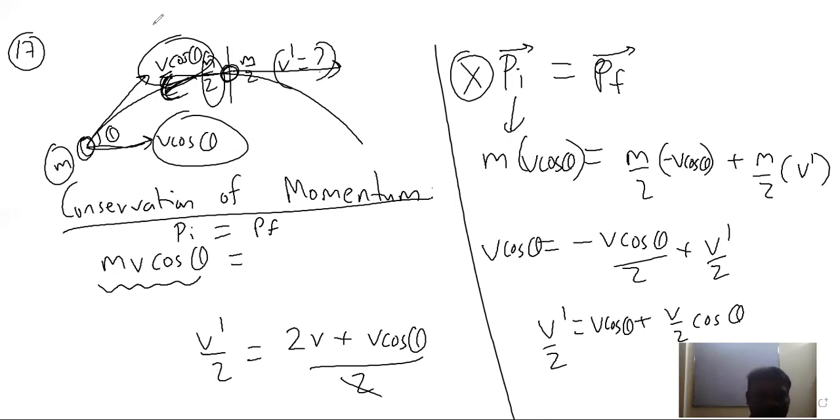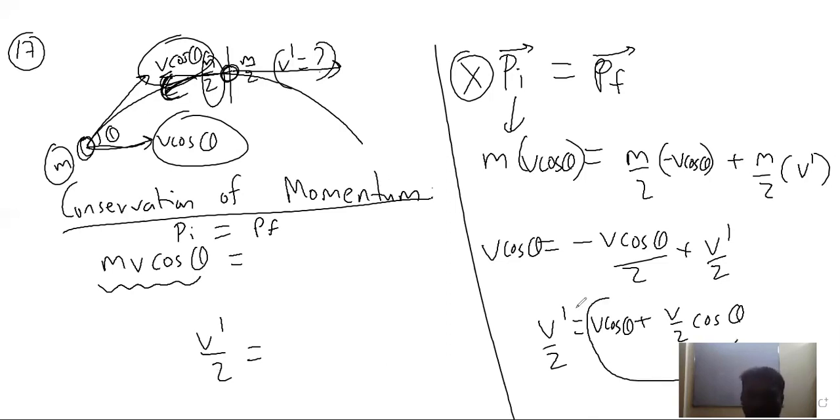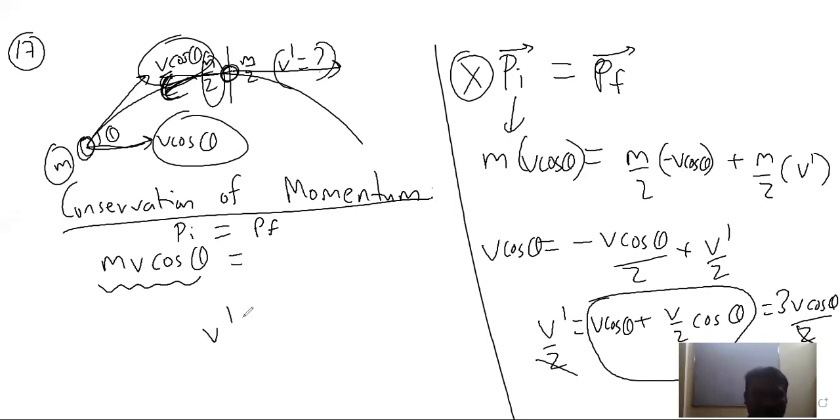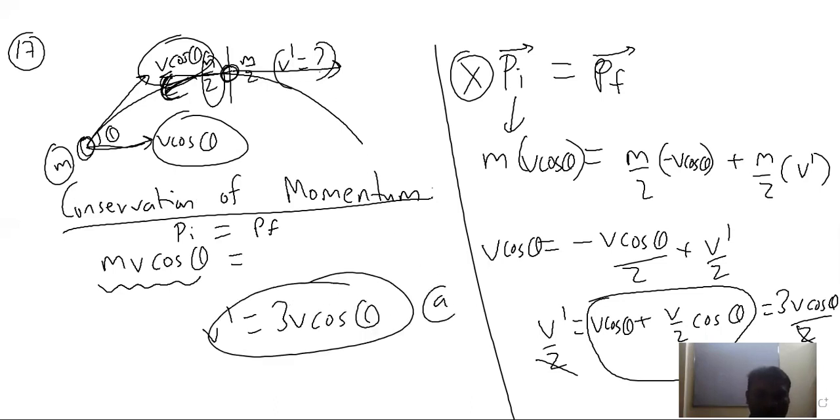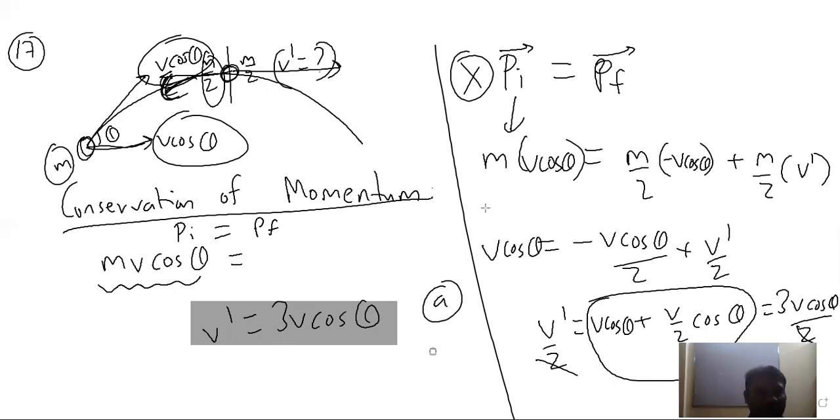So here also we will have our equation as v dash by 2. From adding these two, we will have 3v cos theta upon 2. So 2 cancels and we get the value of v dash. It will come out to be 3v cos theta. So the correct answer to this question is option A. What is option A? V dash is equal to 3v cos theta. So this is the correct answer to question number 17, option A.